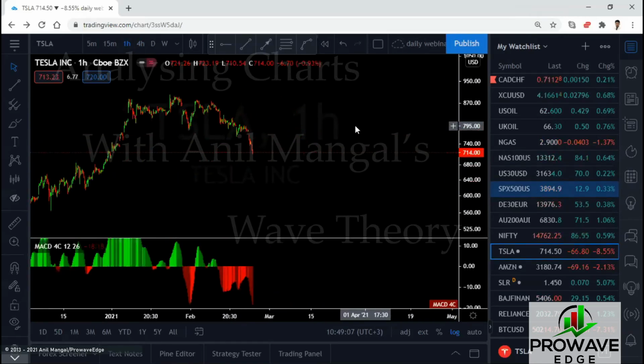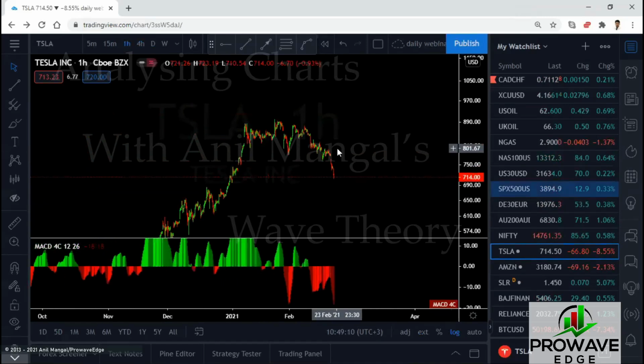Take the sells, but be careful, because now it looks like they're going to go much deeper. So if you're taking any sell, just be very careful.